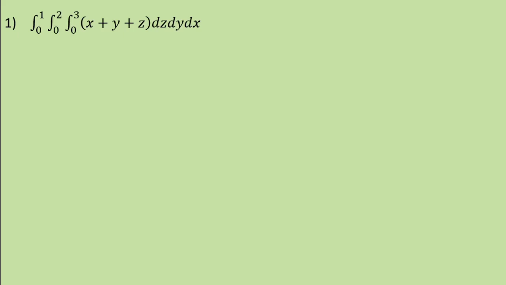The first question is, evaluate the triple integral, x from 0 to 1, y from 0 to 2, z varies from 0 to 3, of x plus y plus z. Now, you are going to integrate first with respect to z, and the limit of z is from 0 to 3.